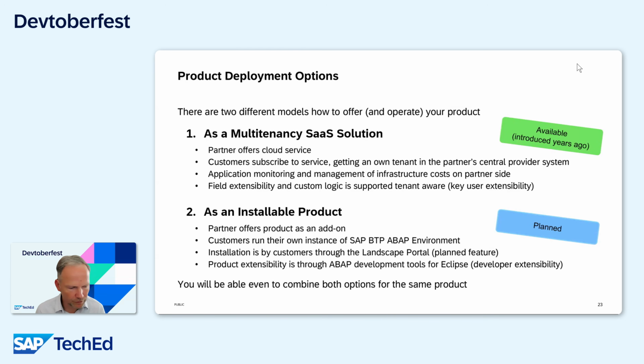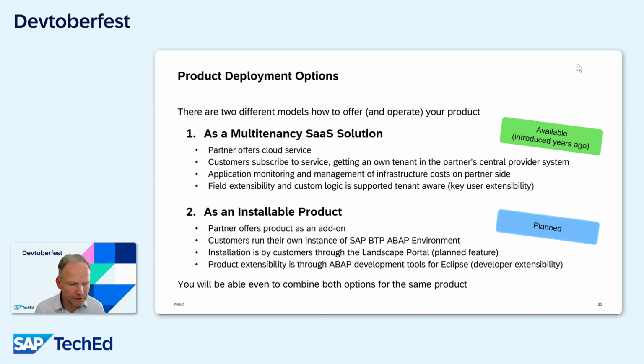It's not available today, but we plan to deliver this in Q4 this calendar year. And it's called installable product. So in that case, the partner offers simply the product, and it's comparable with an add-on. That was the term in the on-premise world. It's nothing else than an add-on, but we want to use the term product. And it's basically software. So it's not a service, it's software.